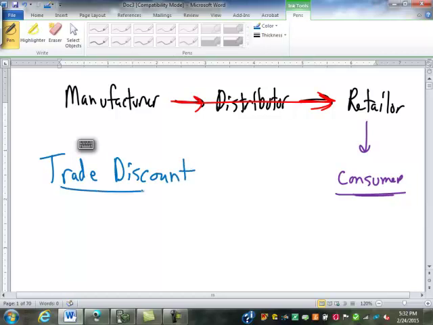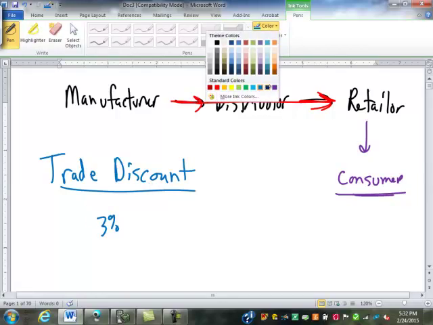A trade discount is something you get from a wholesaler. If you're a retailer and you're buying your merchandise to resell, certain wholesalers will give you incentives. It might be last year you purchased more than $100,000 worth of product from us, so this year you're going to get a 3% discount all year, or something like that. So let's say you get that 3% discount.